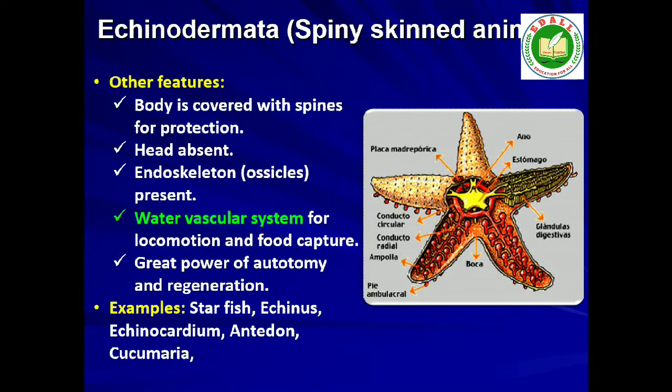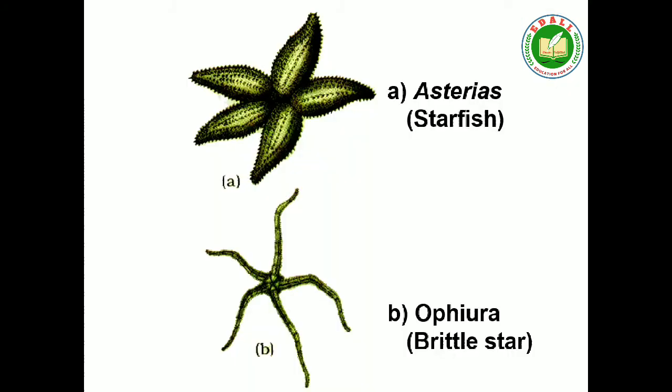Examples: Asterias, also called starfish; Echinus, also called sea urchin; Antedon, also called sea lily; Cucumaria, also called sea cucumber; and Ophiura, also called brittle star.